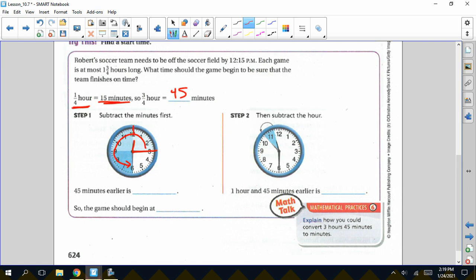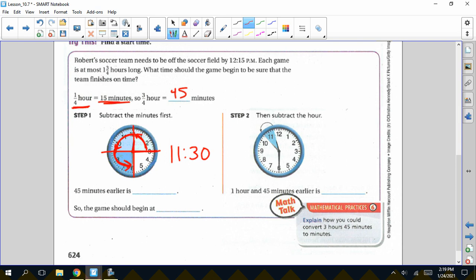Remember, we divided this into fourths. Here's 15 minutes. 15 minutes would get us back to 12 o'clock. Another 15 minutes, so there's 30 minutes, would get us back to 11:45. And then another 15 minutes, giving us our 45 minutes, would get us back to 11:30.